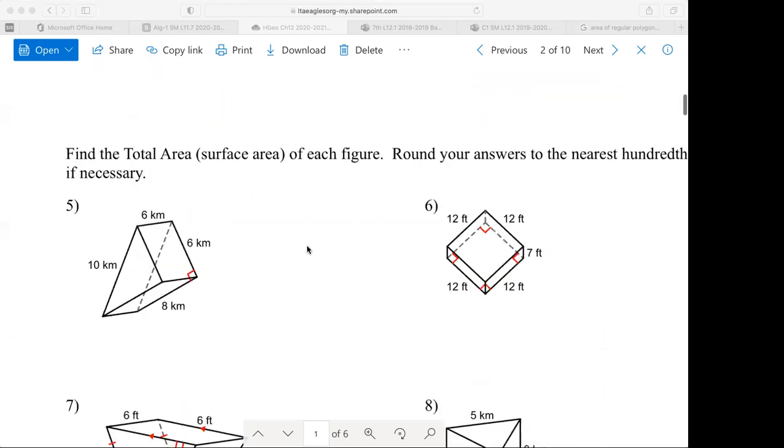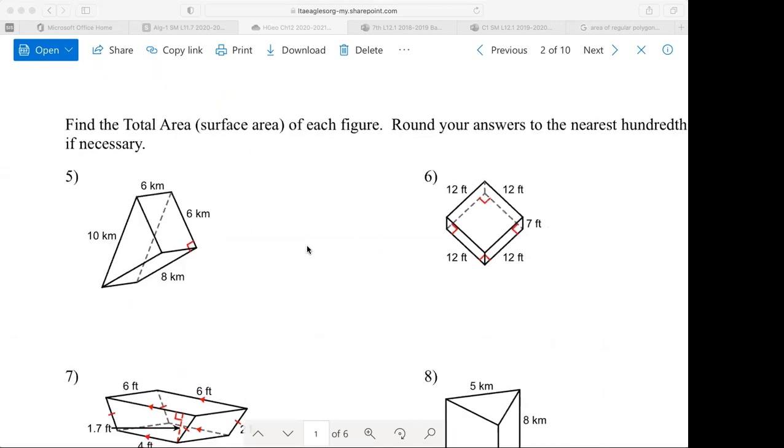All right, let's look at the next section. The next section is total area or surface area, and I got the same shapes again. Total area. Let's write the formula down.